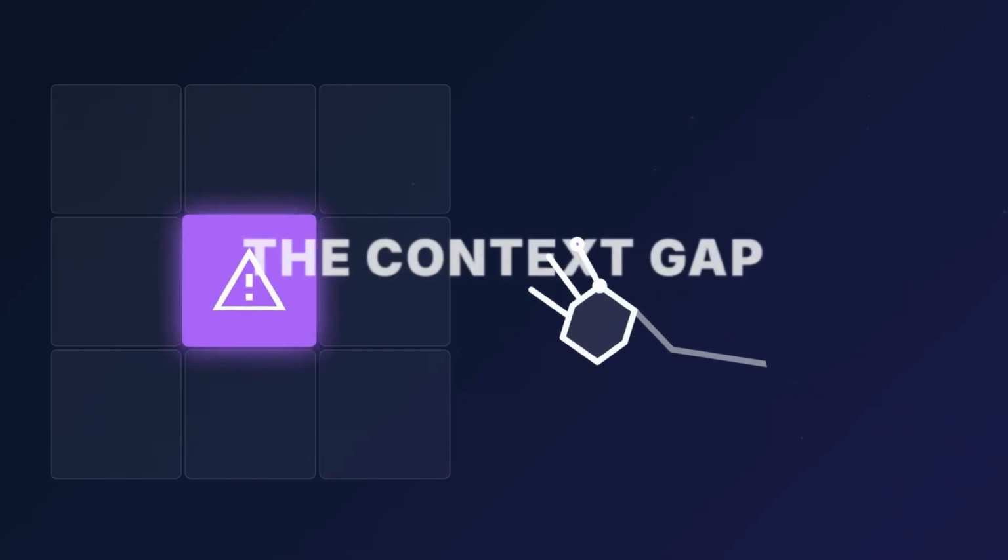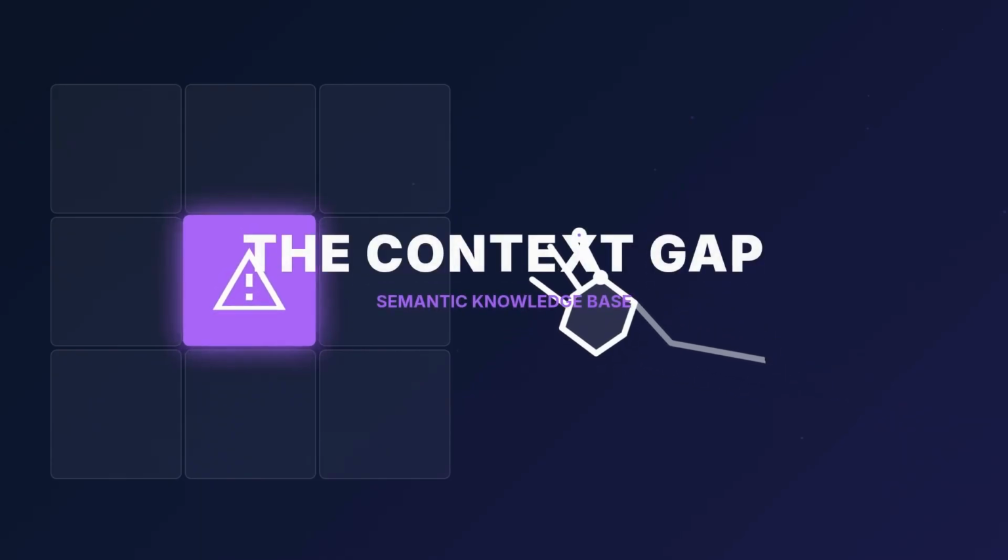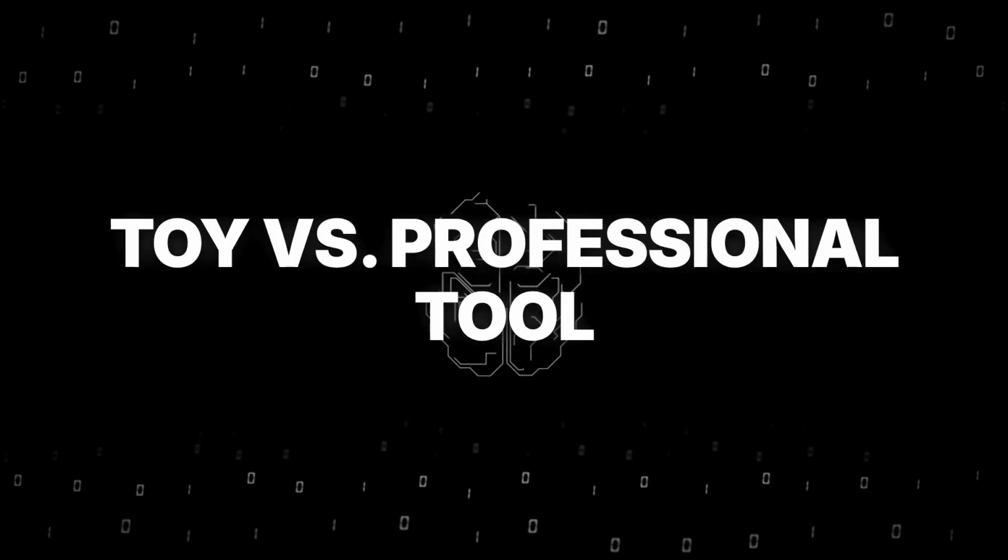If your Go High Level AI agents are giving okay answers but failing to close deals, you have a context problem. In this 2026 blueprint, we're moving past the basics. We are building semantic knowledge bases that don't just provide info, they drive conversion. This is the difference between a toy and a professional agency tool. Let's dive in.